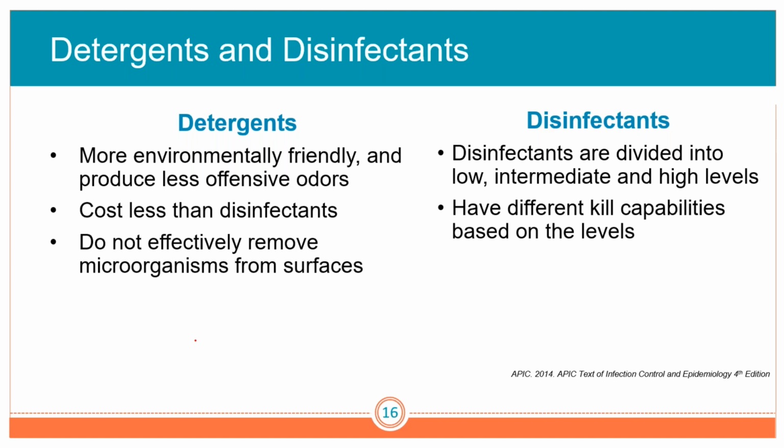All right, disinfectants are divided into low, intermediate, and high levels, and they have different kill capabilities based on the levels. In general, our low and intermediate level disinfectants are used for cleaning surfaces and are reviewed and registered with the EPA, whereas high level disinfectants, sterilants for medical equipment, and antiseptics are evaluated and approved by the FDA.